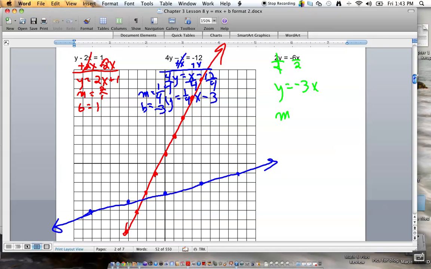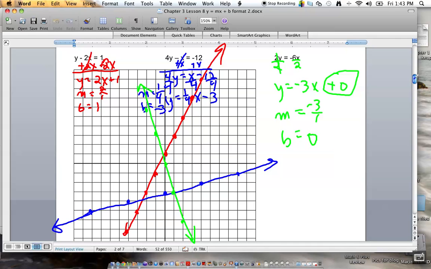Okay, what's the slope? Negative 3, which is really negative 3/1. What's the y-intercept? 0. Good. There's nothing here. When there's nothing there, it's really plus 0, so the y-intercept is 0. So I begin at 0, and I go down 3/1. Down 3/1, and there's the backside. Any questions on that?